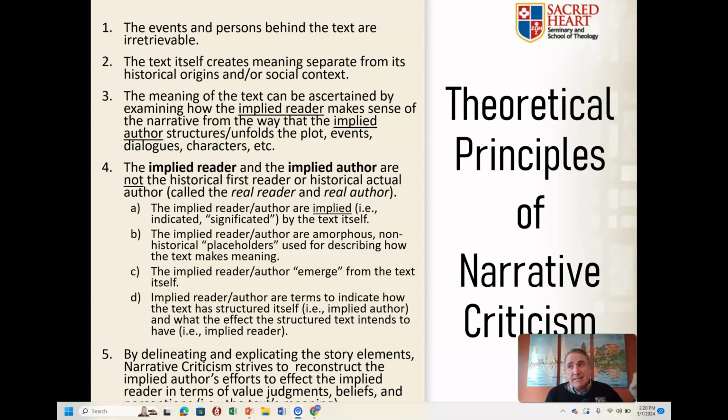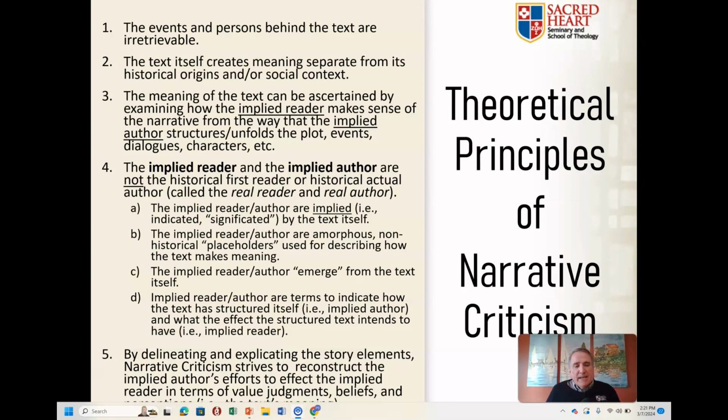And that is kind of a key, that you keep this separation between what's the implied author and reader versus the real reader and the real author. So the implied reader and author are implied or indicated or signified by the text itself. All right? So, if you will, the implied reader emerges from the text. Sort of this disembodied, amorphous, non-historical placeholder that is used to talk about how the text makes meaning.